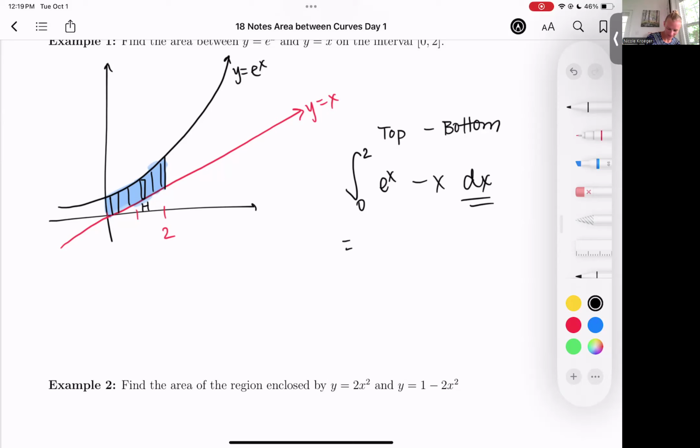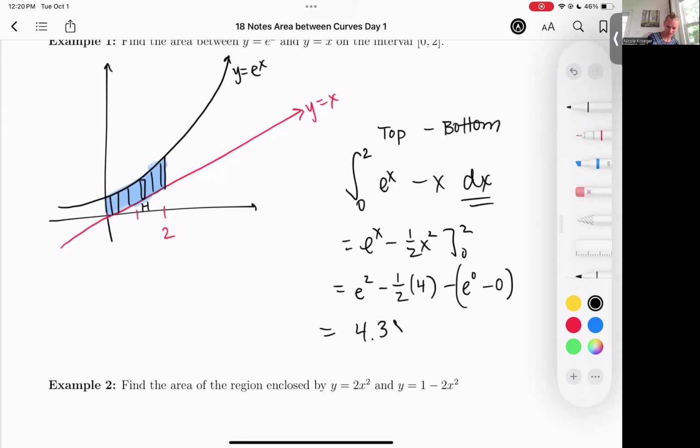This one's fairly easy to anti-differentiate. From 0 to 2, so we plug 2 in, we get e squared minus 1/2 times 4 minus e to the 0 minus 0. So when you type this into a calculator, you get 4.389, remembering that e to the 0 is 1, not 0.